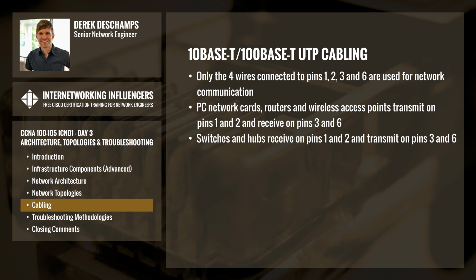For 10BASE-T and 100BASE-T standards, only the 4 wires connected to pins 1, 2, 3, and 6 are used for network communication. PC network cards, routers, and wireless access points transmit on pins 1 and 2 and receive on pins 3 and 6, while switches and hubs receive on pins 1 and 2 and transmit on pins 3 and 6.